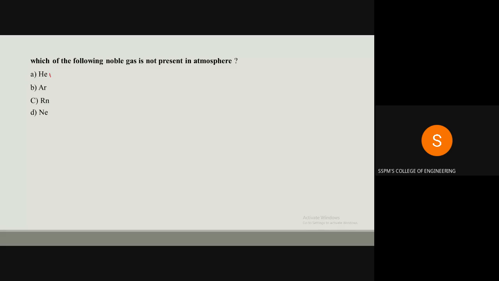Helium is also present in the atmosphere. Argon is present, neon is present, but radon is not present in the atmosphere. So the answer to this question is radon.